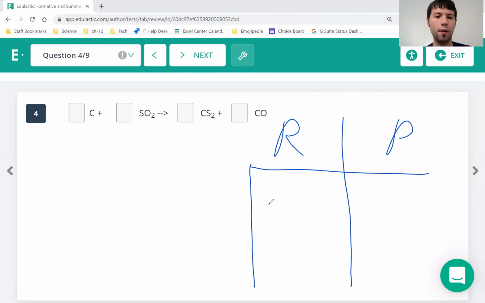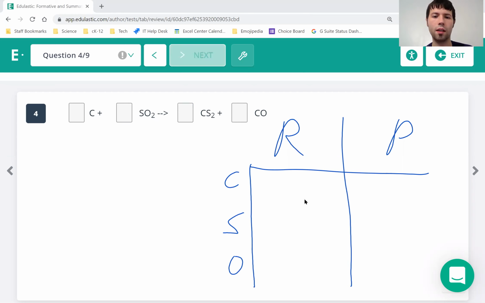Okay, so here I have carbon, I have sulfur, I have oxygen. Yep, that's it. Okay, so let's balance this equation. Let me check my notes real quick to make sure I'm not missing any explanations here. Yeah, okay, cool. Okay, so let's balance this out.